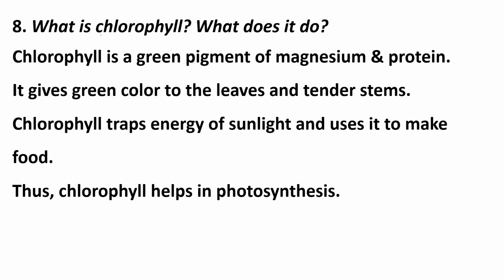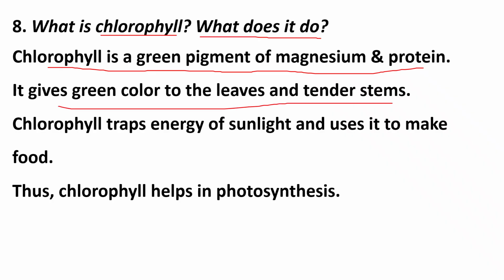What is chlorophyll? What does it do? Chlorophyll is a green pigment made up of magnesium and protein. It gives green color to the leaves and tender stems. Chlorophyll traps energy of sunlight and uses it to make food.